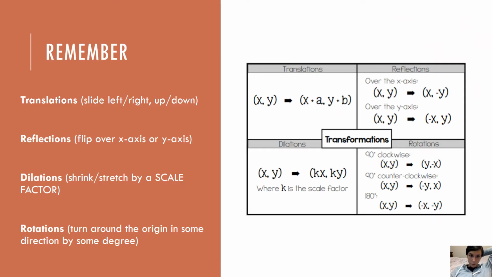Remember that we have covered 4 kinds of transformations. Transformations is the category title, and then there are 4 subcategories of that. We have translations, which is sliding left, right, up or down, and that's always going to be a plus or a minus to the x or y, as illustrated here. Now remember, if it's going left, it's going to be x minus, and if it's going down, it's going to be y minus.